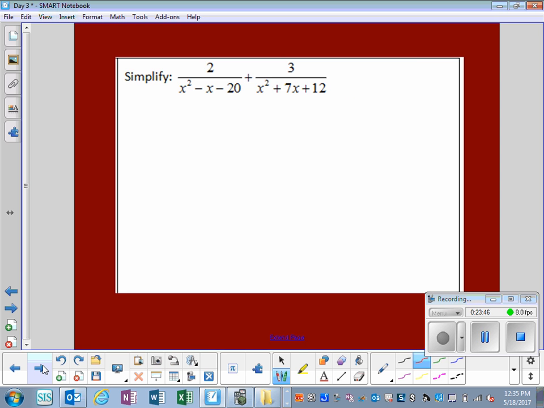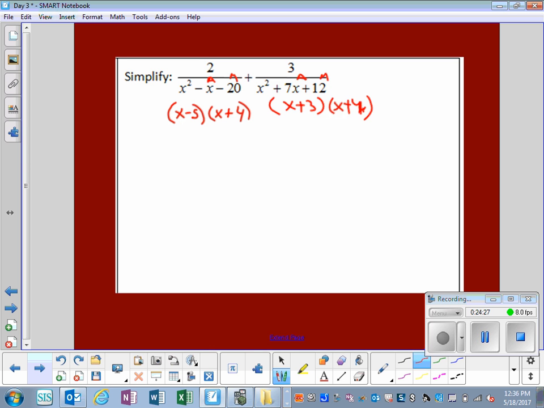Okay, next, simplify. So now I have this addition of two fractions, denominators are not the same. So what do we do? Factor denominators. The first one, my m is negative 20, my a is negative 1. So what are my numbers? Negative 5 and positive 4. Perfect. That's my first denominator, factored. What about the second one? 7 and 12, 3 and 4. So x plus 3, x plus 4 is the second denominator in factored form.